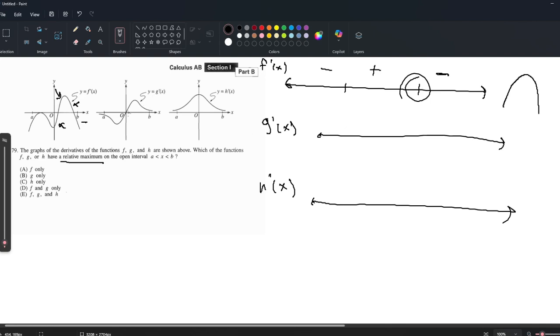Now let's look at g prime of x. Our derivative goes from negative to positive, but that's just a minimum because we're going from decreasing to increasing. Now for h prime of x, we don't cross the x-axis at all. It's just positive. So h of x would probably just look like a function that's increasing the entire time. Because f prime of x is the only derivative to go from positive to negative, A is our answer.